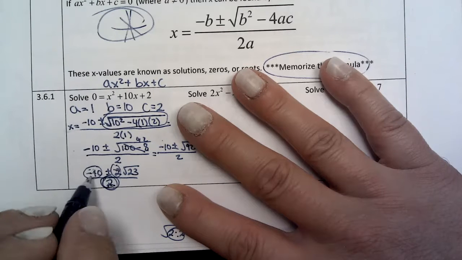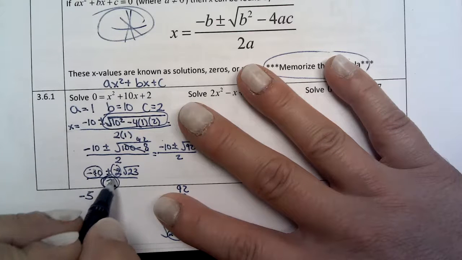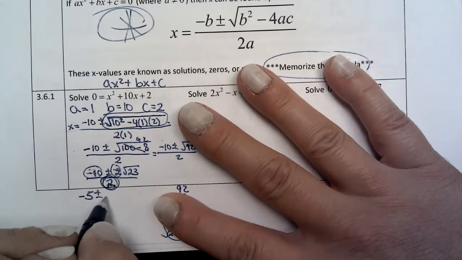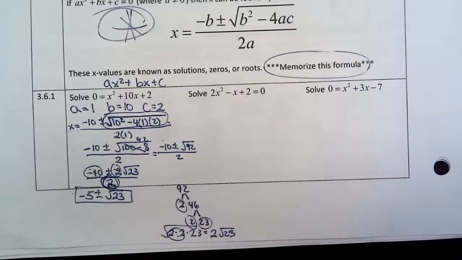So I can go on ahead and simplify, because negative 10 is divisible by 2 and I get negative 5. And 2 is divisible by 2 and I get 1. So that's going to be negative 5 plus or minus the square root of 23. That's all I can do with this thing.